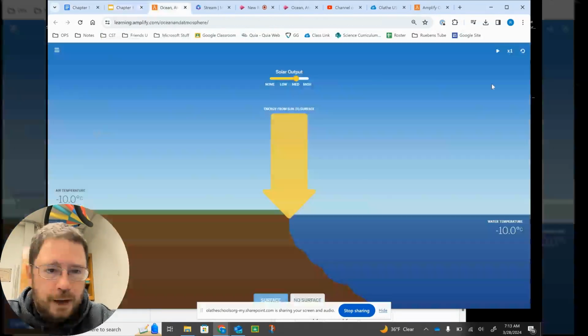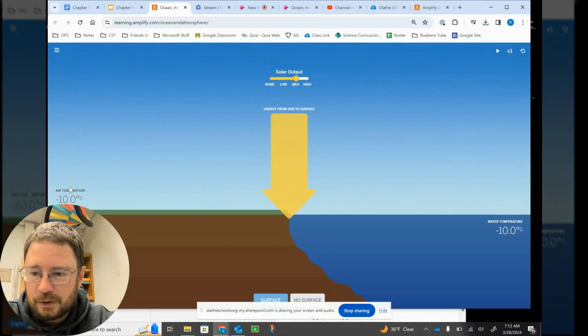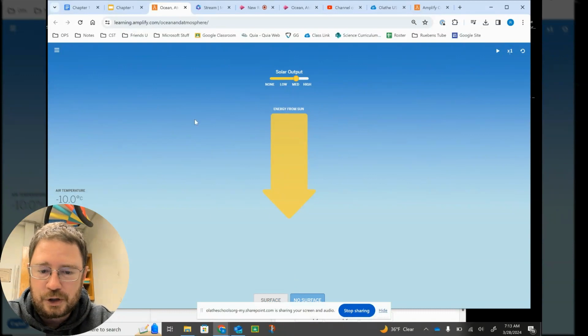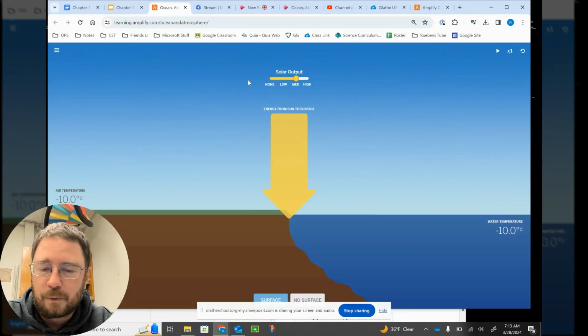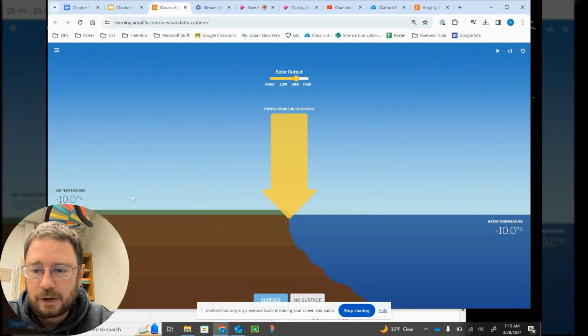All right, so I have it paused right now, but just switch back between surface and no surface with your experiment running and see, is the air temperature changed when there is a surface versus when there's no surface. If it changes more when there's no surface, that means the energy is heating the air directly. If it changes more when there is a surface, that means the sun heats the surface directly, and then the air is heated indirectly from the temperature of the surface.